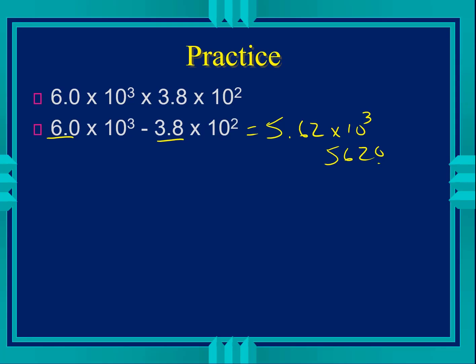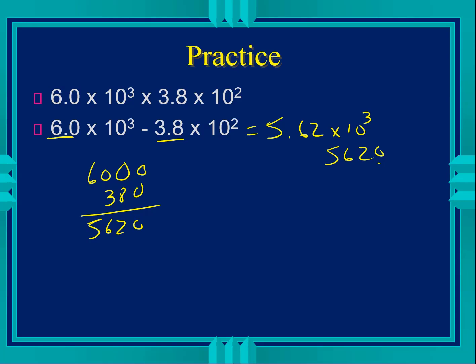Well, if you subtract 6 minus 3.8, you're saying that their decimal points are already lined up, and they're not. Because 6 times 10 to the third is 6,000. 3.8 times 10 to the second is 380. That's where you get 5,620. You're not subtracting 3.8 from 6. You're subtracting 0.38 from 6.